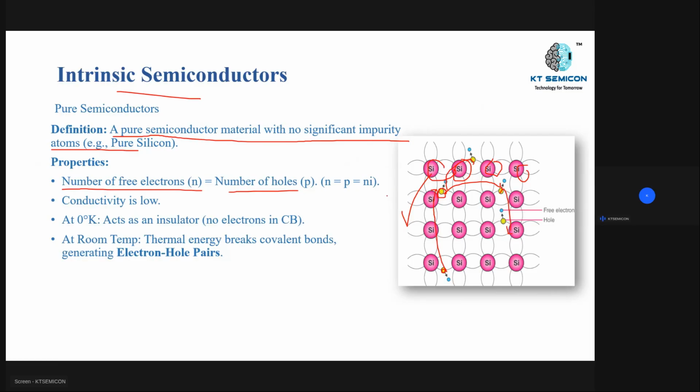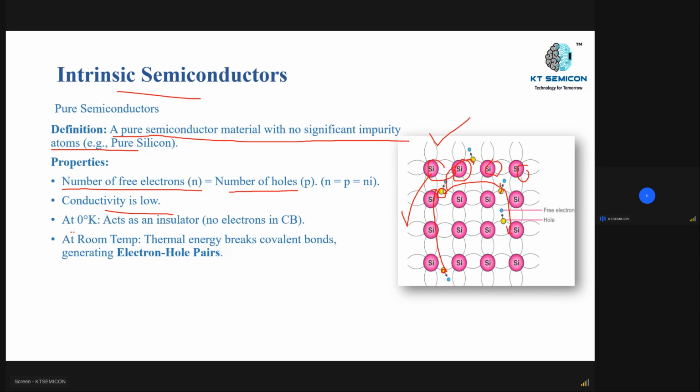So when we have pure silicon atoms completely filling this crystal lattice, that is known as the pure form of semiconductor, and the number of electrons is equal to the number of holes. Here my conductivity is low. Why? Because my electrons are equal to holes. If you want to conduct more current, then we need more electrons. But here the number of holes is equal to the number of electrons, so my conductivity is very low.